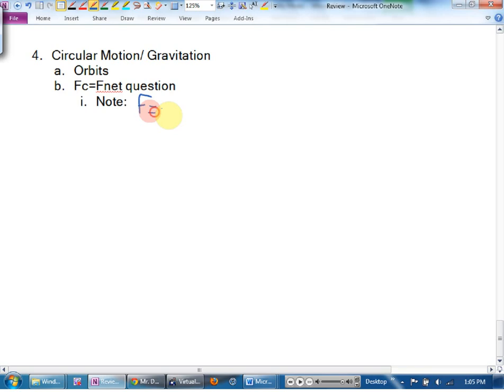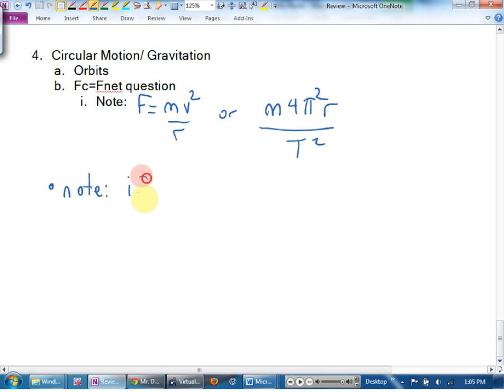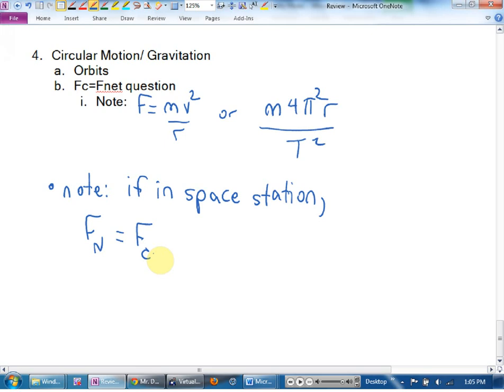Okay. Also, note if in a space station, normal force equals FC. In a space station that was rotating, it was the normal force that worked out to your centripetal force. We said that centripetal force was always your net force. It never shows up on the free body diagram. It shows up in the winner minus loser equals something. Okay?